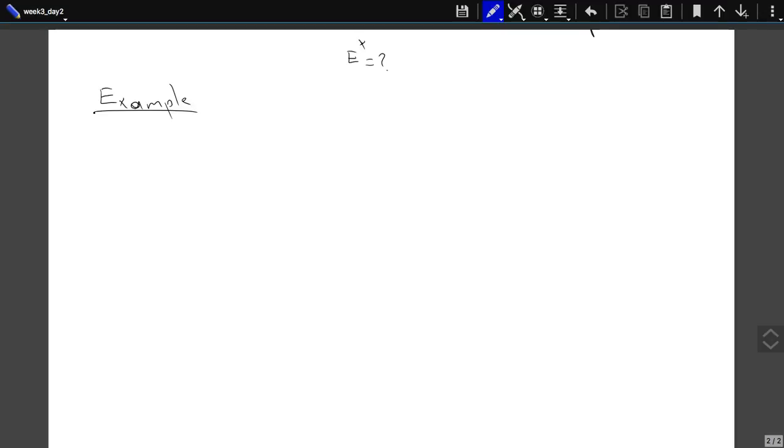Let's do another example. The infinite wire. We had already solved this problem. We had calculated the flux created by the electric field created by this wire. But let's now go the other way around. Let's assume that we don't know the electric field of this wire, but we know the Gauss law. How can we use the Gauss law to calculate the electric field here?